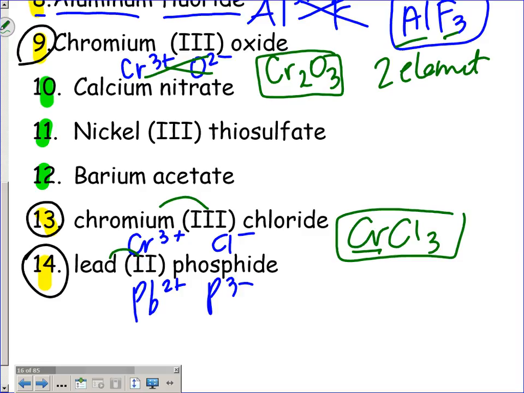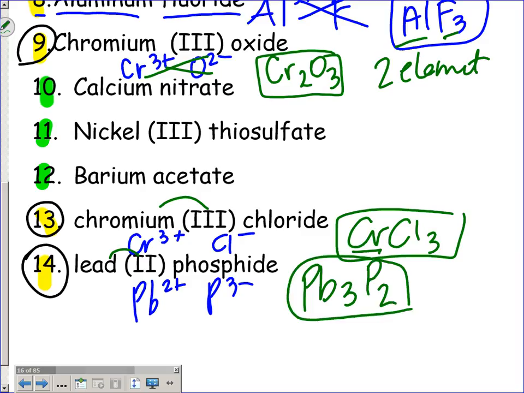And then lastly, lead has a 2 charge because of the formula here. Phosphorus is what phosphide is indicating. It's in group 5, so you jump 3 over to get a -3 charge. Then as you crisscross, you get Pb3P2. So it looks like we're just jumbling letters together, but we have a process. You have to find charges, you have to crisscross charges. That's the basic part of it. Any questions on the transitions right now?